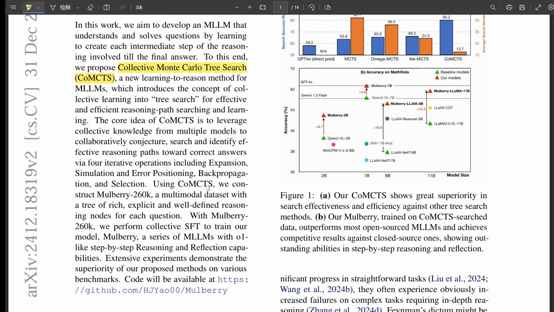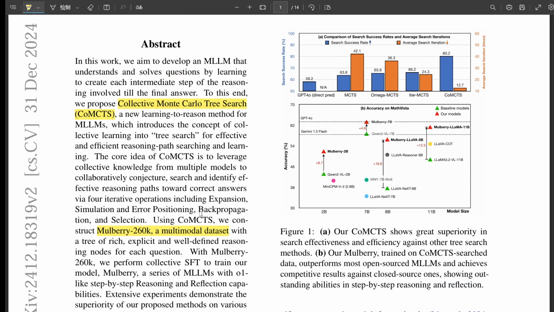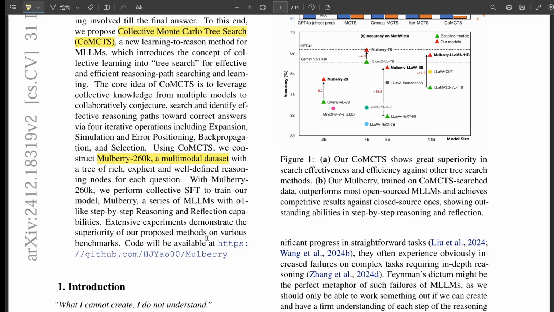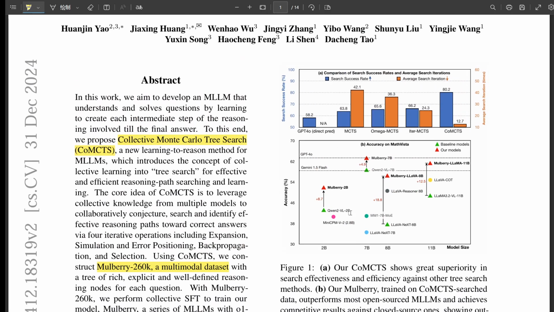Exactly. And this is where this new method comes in. It's called Collective Monte Carlo Tree Search, or CoMCTS. And it's all about training a powerful MLLM called Mulberry to reason in a more step-by-step, transparent way. I know it was inspired by how AlphaGo learned to dominate the game of Go, which is pretty impressive in and of itself. But how does it actually work?